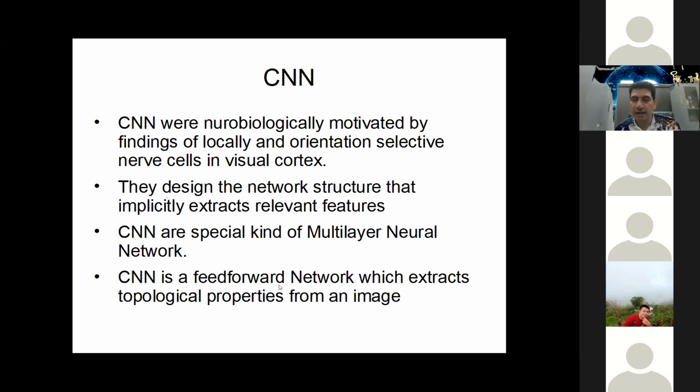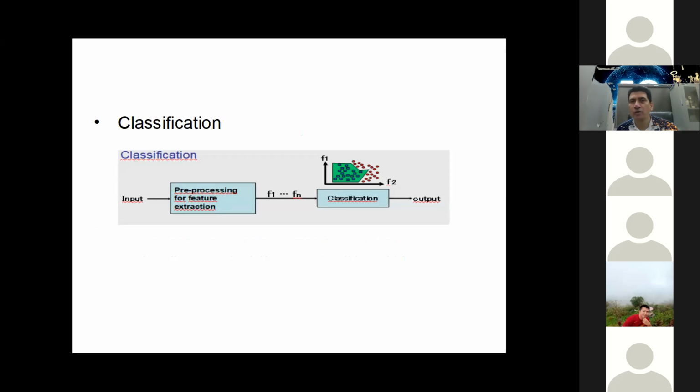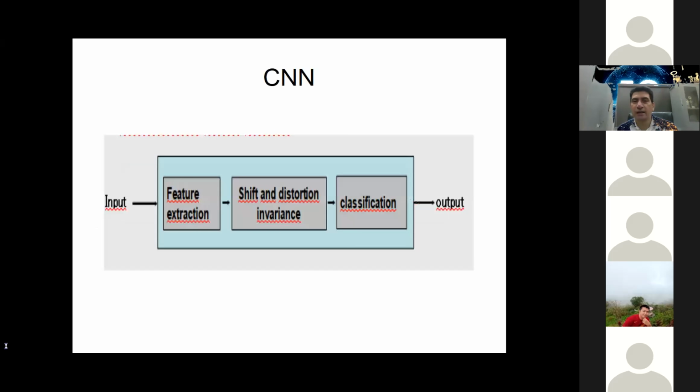So, a CNN is a feed-forward network which extracts topological properties from the image. These are trained with a version of the backpropagation algorithm, which you might already have gone through, and are designed to recognize visual patterns directly from the pixels with minimal processing. There will be some slides comparing a conventional multi-layer neural network and the CNN. A CNN example can be used for the recognition of handwritten characters. Usually we classify first, but in a CNN we have feature extraction.